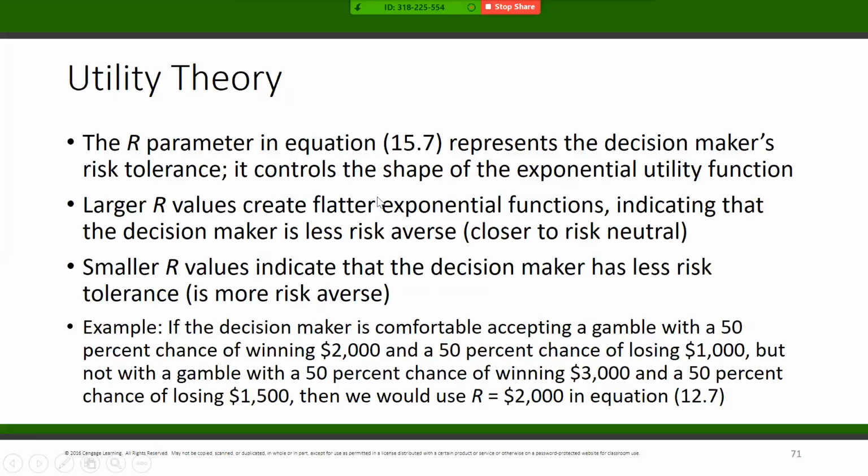So basically here, if the decision maker is comfortable accepting a gamble with 50% chance of winning $2,000 and a 50% chance of losing $1,000, but not with a gamble with a 50% chance of winning $3,000 and a 50% chance of losing $1,500, then we would use R as 2,000 in the equation. So if this is what they're more willing to do, then we would use R in the equation.